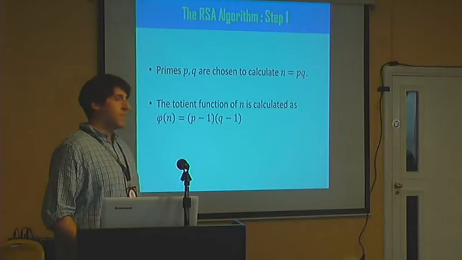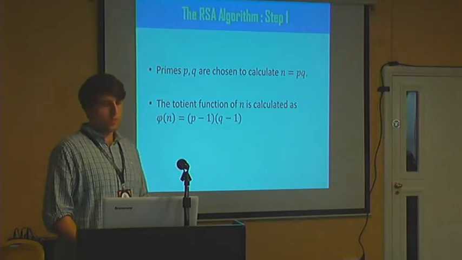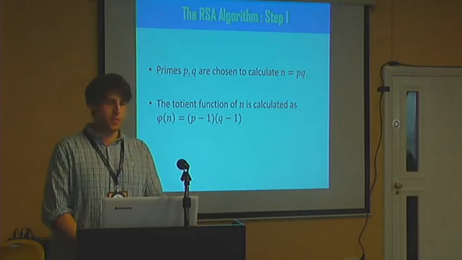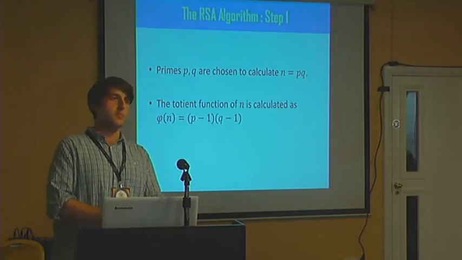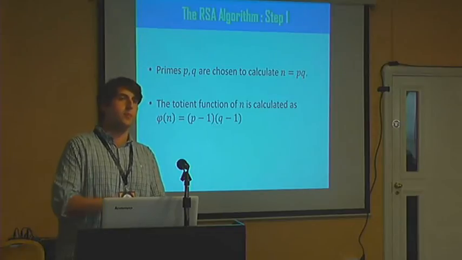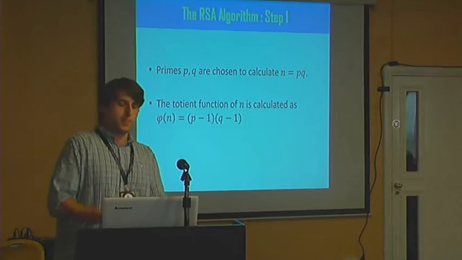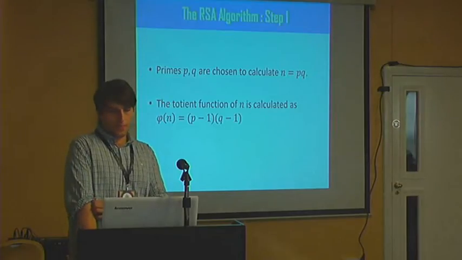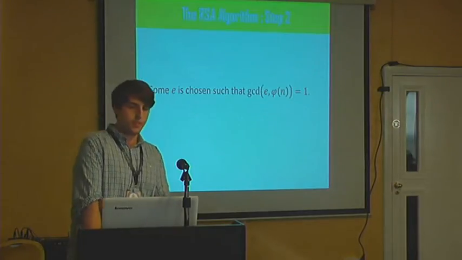Once we have n, we then need the totient function of n, which, due to the property which we outlined earlier, is just p minus 1 times q minus 1, since the totient function of a prime number is 1 less than the prime number, because all numbers less than the prime number are co-prime to it. Okay, so that's the first step of the RSA algorithm.